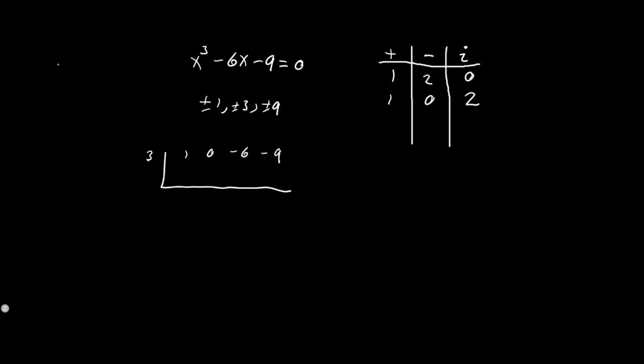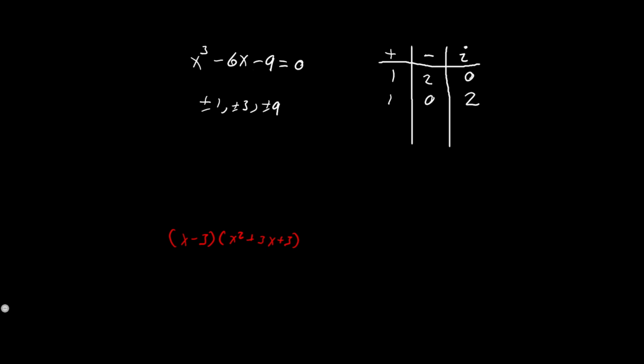And we are going to go ahead and drop 1 straight down, multiply by 3. And 0 plus 3 is positive 3. And multiply 3 times 3 giving us 9. 9 minus 6 is 3. 3 times 3 is 9, and that is equal to 0, giving us x minus 3 times x squared plus 3x plus 3. And that is our quadratic.